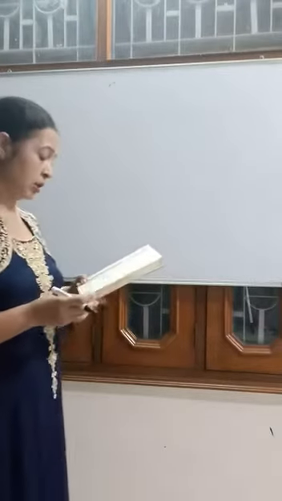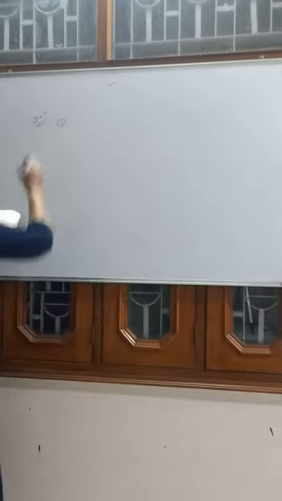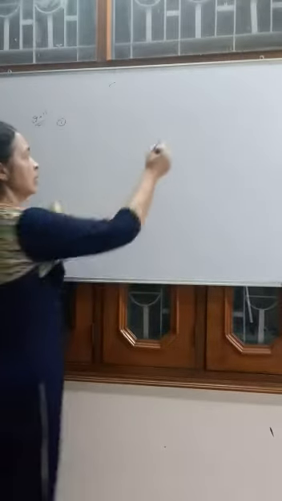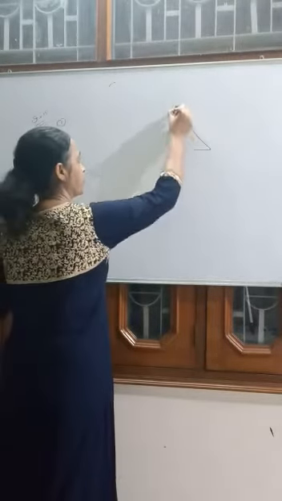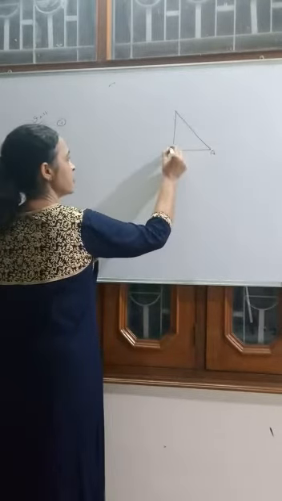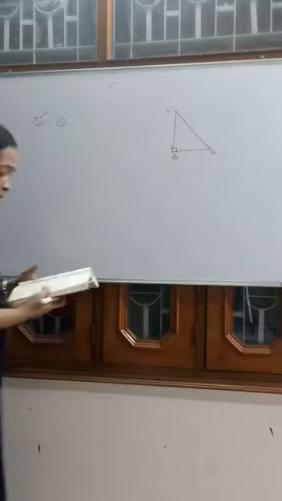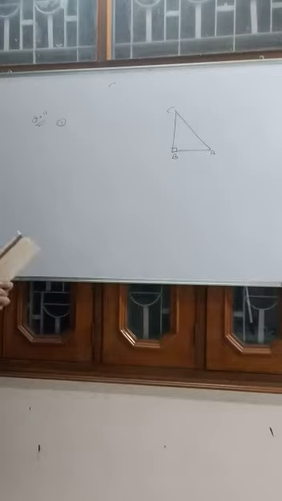Next. Question number 11. These are true and false and you have to justify the answer. These are not important for examination point of view, but it is important for your own knowledge. First part is the value of tan A is always less than 1. Let's draw a diagram. It is A, it is B, it is C.